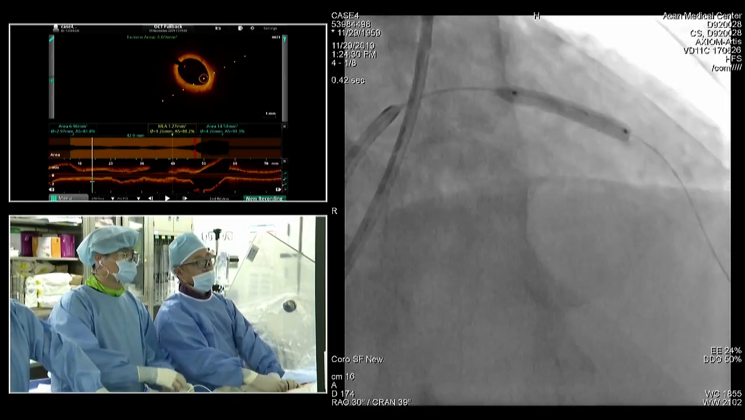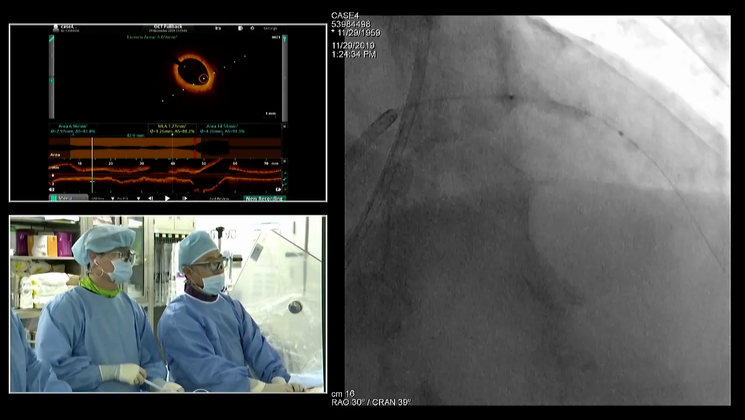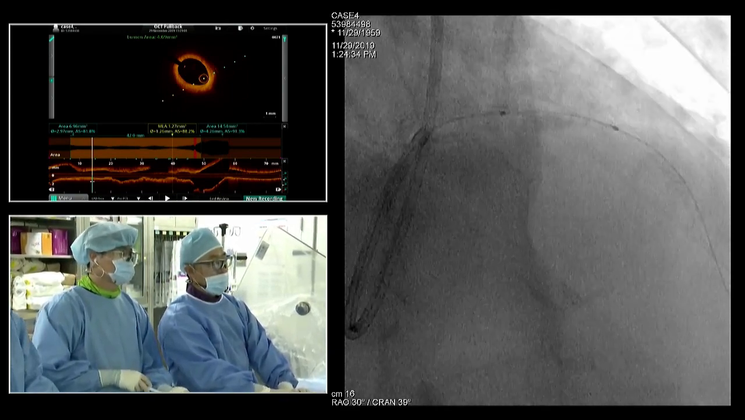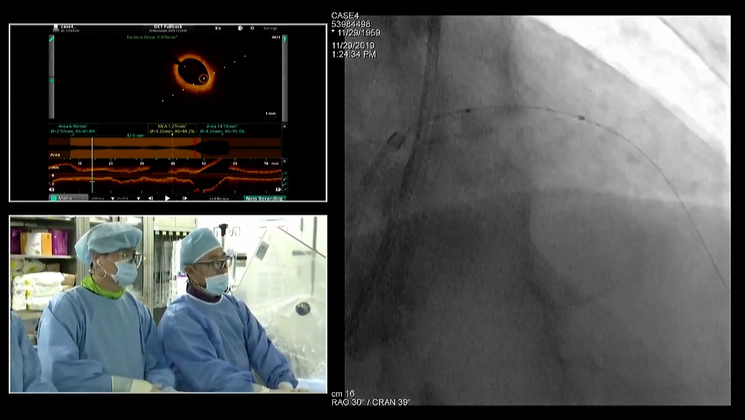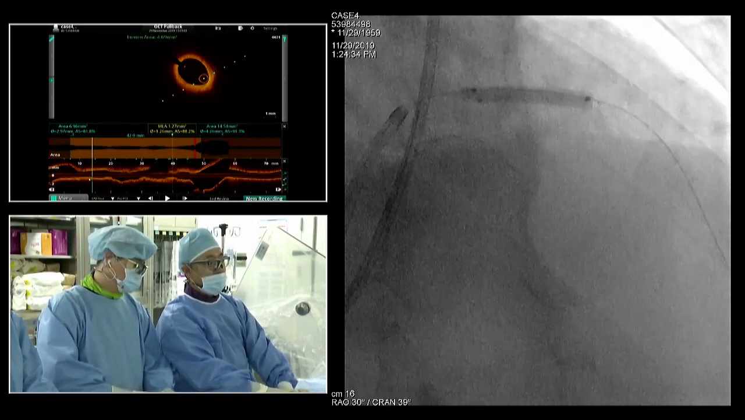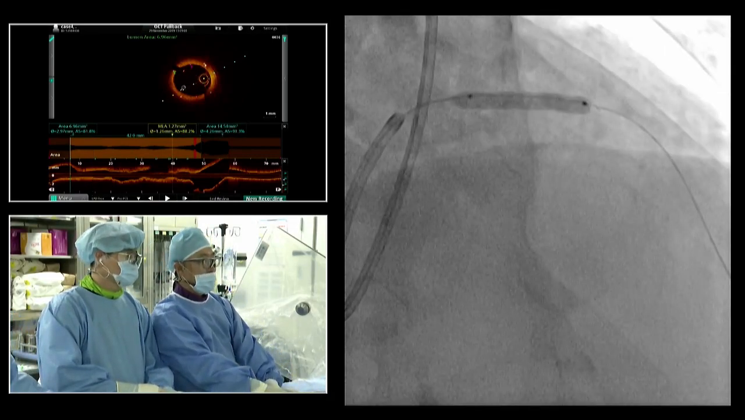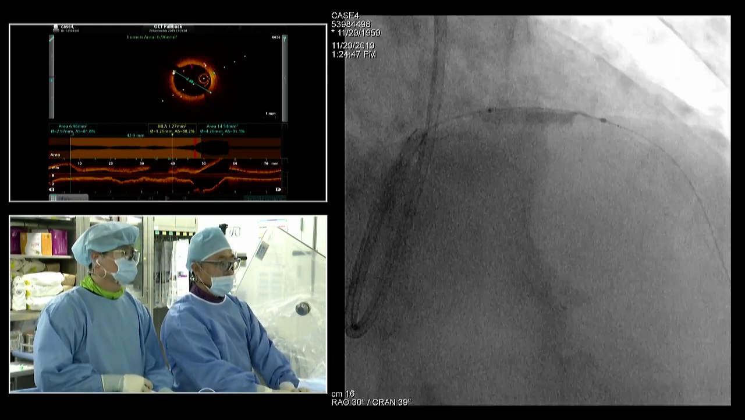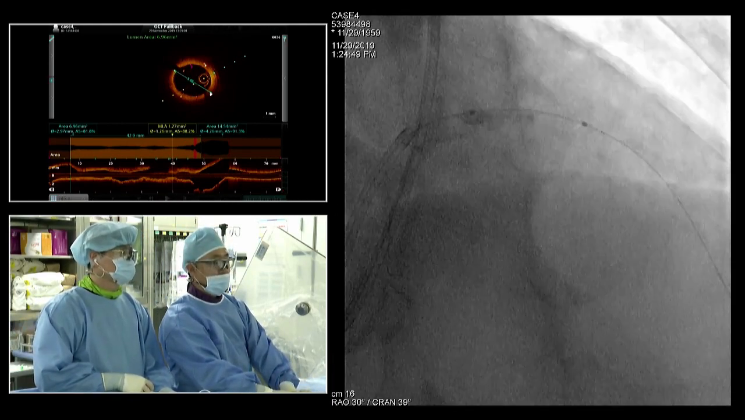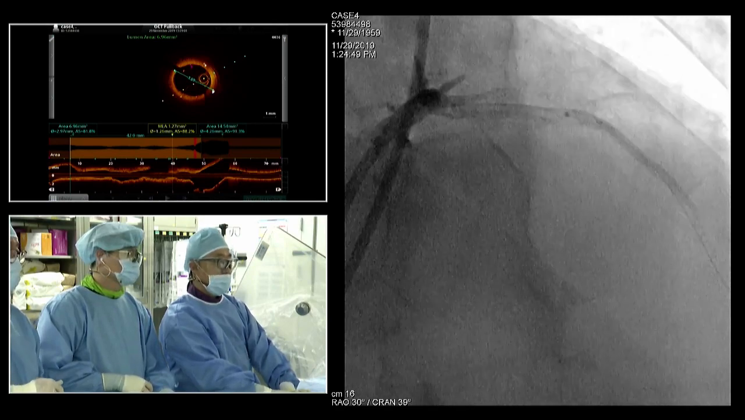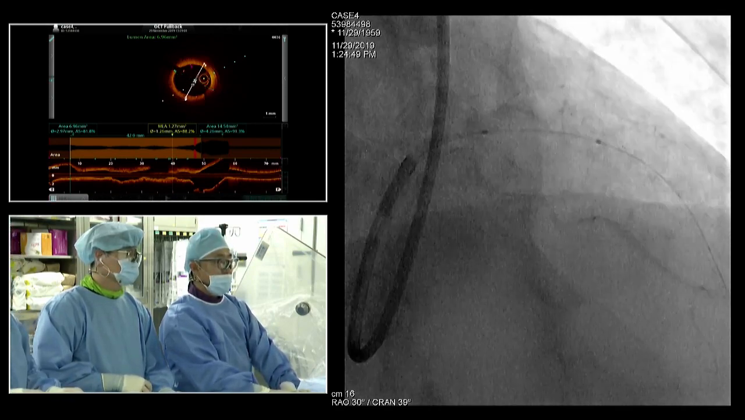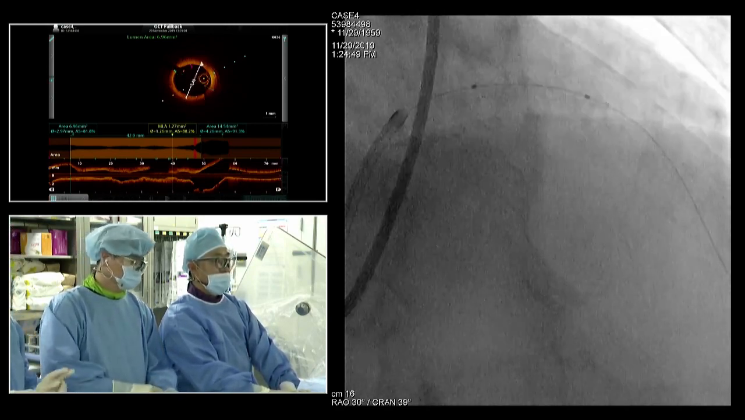Deplete. This is a 3.5 NC balloon. How much pressure? 6, 8, 10. This is 12 ATM, 14 ATM, 3.5 NC balloon. Okay, deplete. These are really easy to dilate. Okay, test. Yeah, easy to dilate. Okay, go. 6, 8, 10.